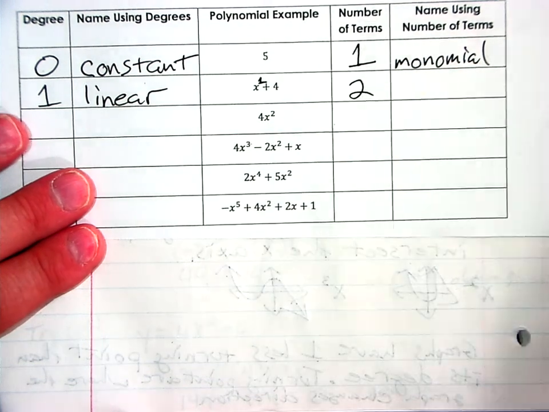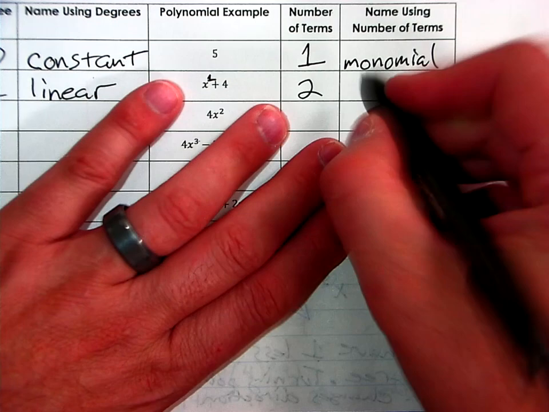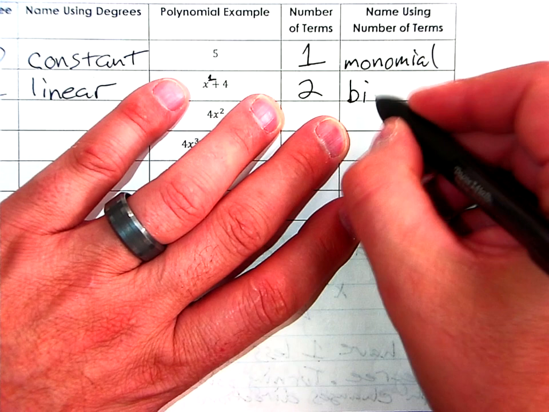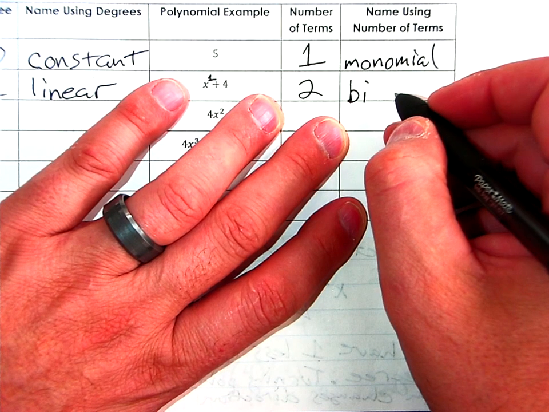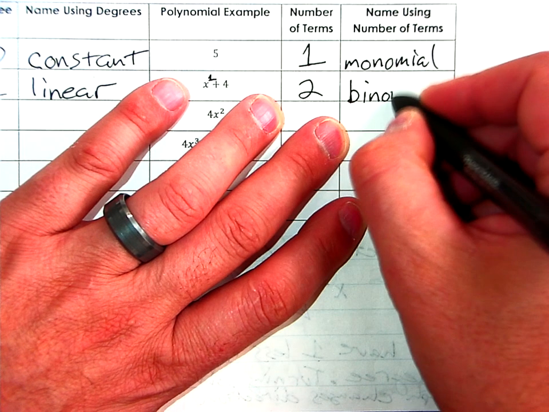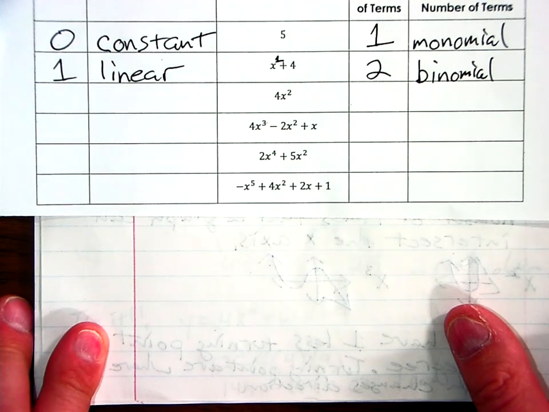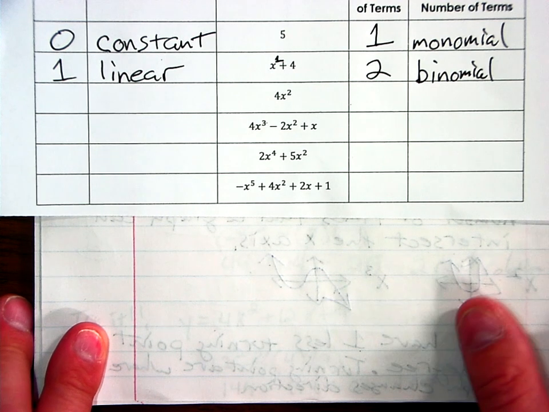All right, how many terms are there? 2. So think of biplane. Binomial. Bicycle. Biped. What's a biped? You're a biped. You walk on 2 feet. Binomial. Told you, Mr. K. Bicycle. Binoculars. You have 2 lenses. Good job.